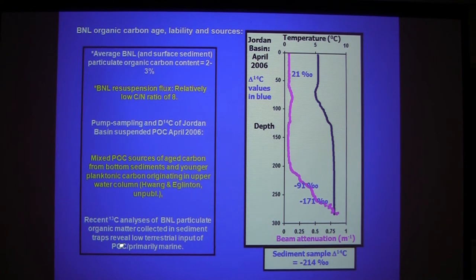We have recent C13 analyses of this material collected in the sediment traps deployed right in the nepheloid layer that tell us that there is not a lot of terrestrial organic matter making it out into the deeper nepheloid layers in the Gulf of Maine, which is somewhat intriguing. I just got these, so I'm still trying to figure this out. In other words, it's all marine. They're not having a lot of river transported material making it out there.